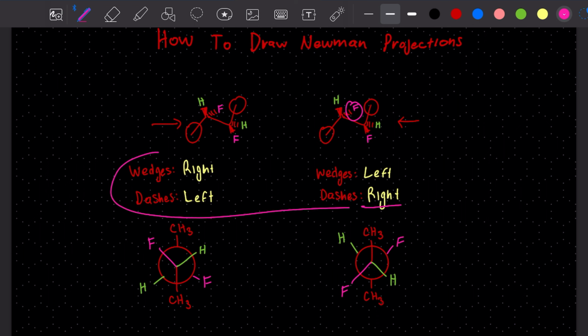And remember that this is a trick right here that you can use to draw those. And let's now look at more problems to reinforce what we just learned right now.